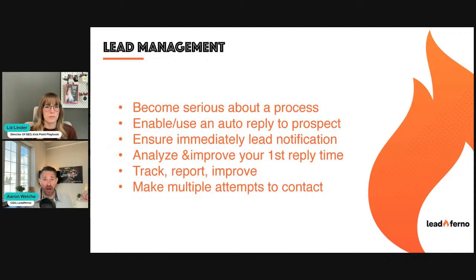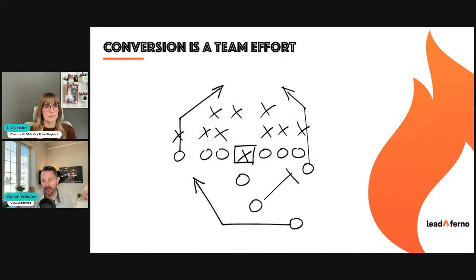Especially if you have multiple salespeople, you should be tracking these things so there's internal competition. So you have thresholds on what your company standard is when you go to hire the third or the fourth. And lastly, as you saw from our research, make multiple attempts to contact.